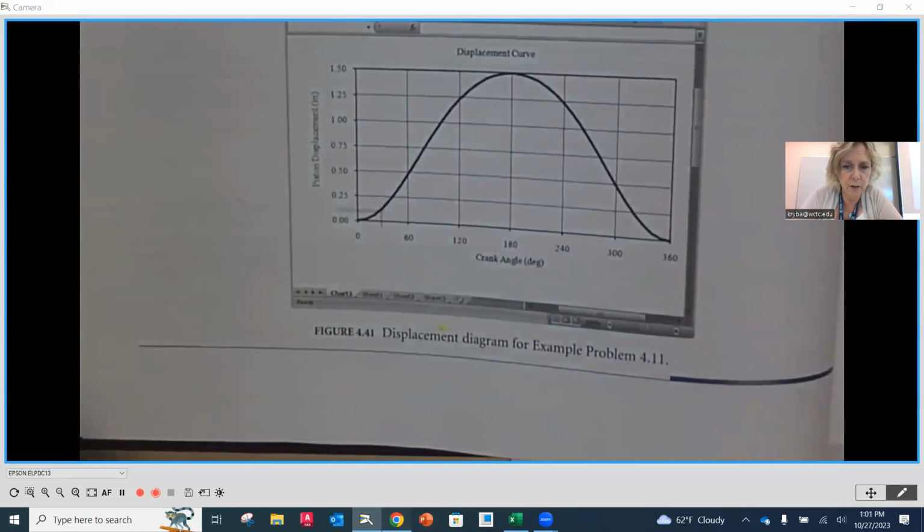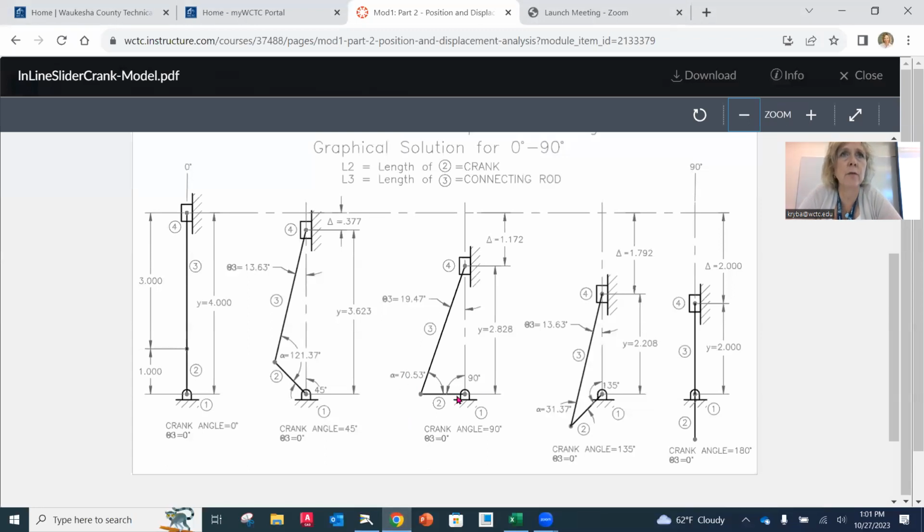And then any movement that we get is going to be off of that. So if we go back to that illustration, we're going to move it another 45 degrees. Now we've got our crank at 90 degrees, and now it's pulled down a total of 1.172. Okay. Now we're going to continue to go around another 45 degrees. Now we're at 135, and now it's down a little bit further. But again, notice our measurements are always coming from 0 down to its new position. That's the number, this delta. So 0, 0.377, 1.172, 1.792. Those are the numbers that we're plotting on our displacement diagram.